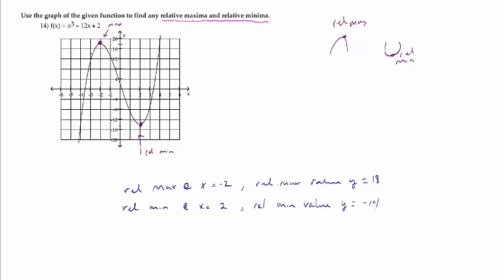So it is important to distinguish between the x and the y coordinate of where these occur. Like I said, just think of it: it occurs at the x value because that's your independent variable, and your function value is going to be the y value. Sometimes these are given to you as ordered pairs. So again, I could write it as (-2, 18), and then this ordered pair is (2, -14).